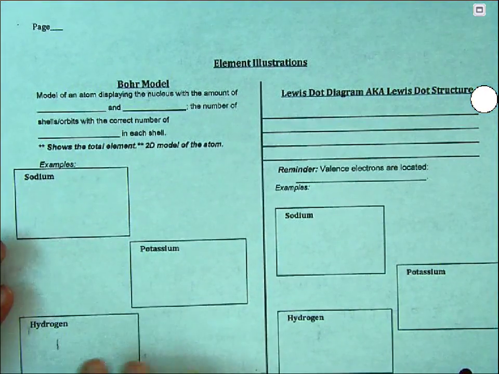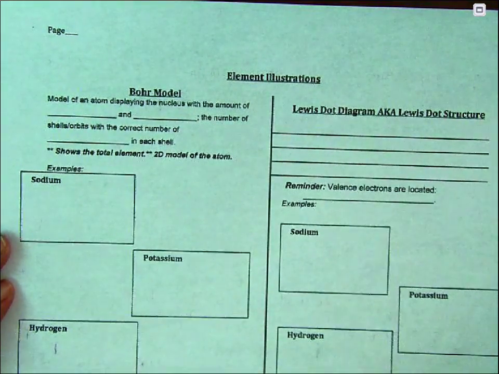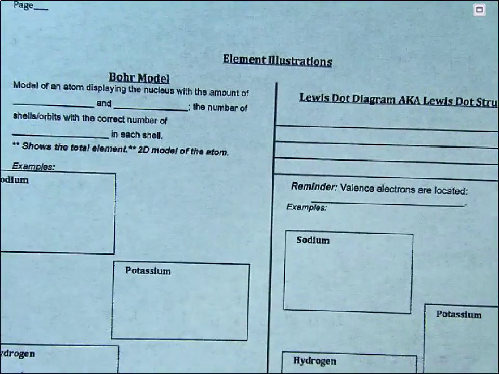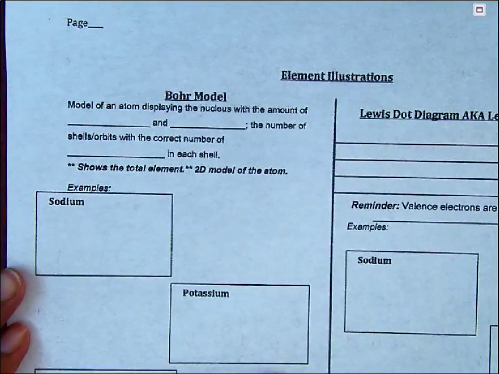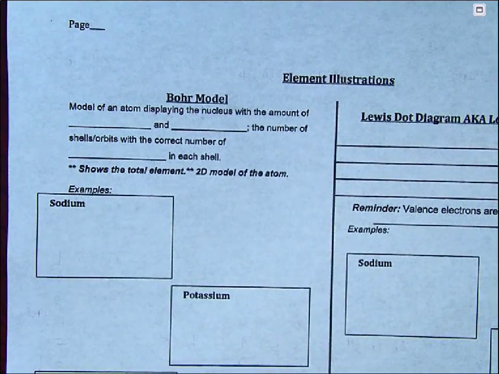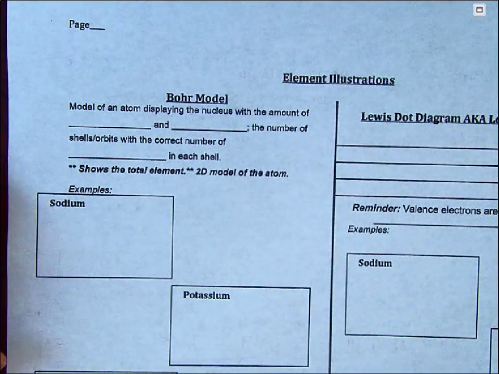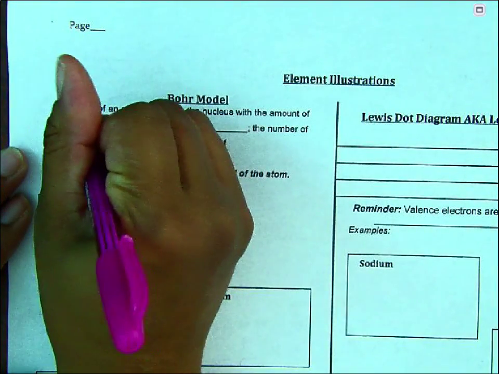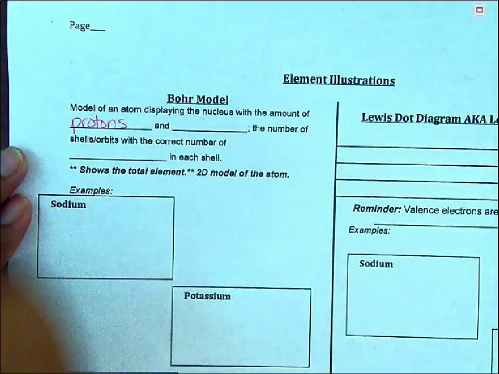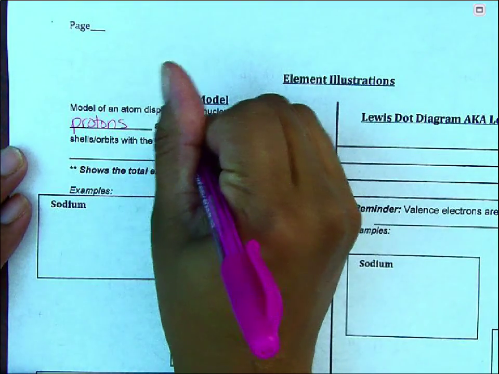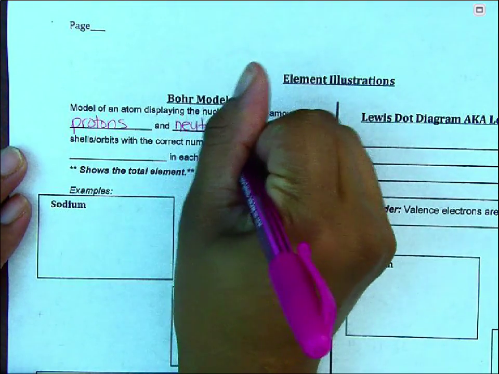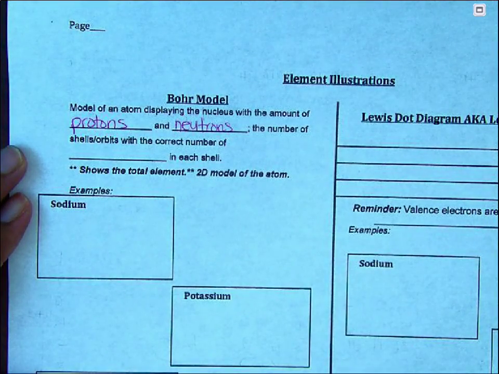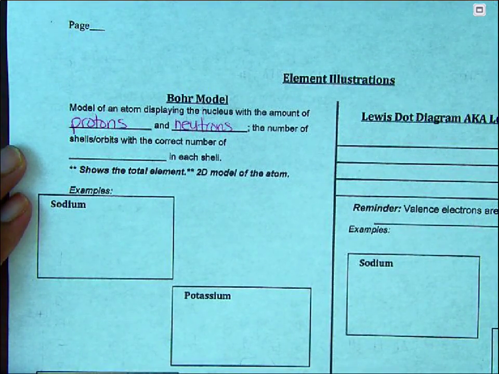So let's see here. Let me zoom in. All right. So a Bohr model is a model of an atom displaying the nucleus, we're looking at the atomic structures, and the amount of protons, neutrons, and the number of shells with the correct number of what in each shell? What goes in the shells? Electrons.